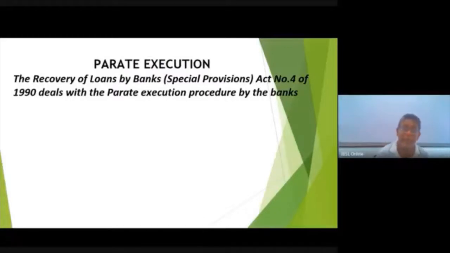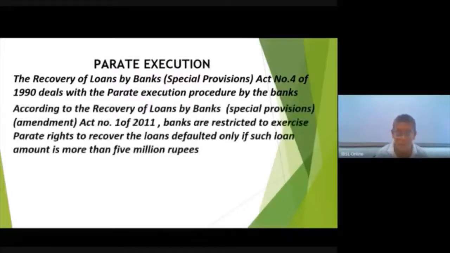So in order to prevent that, there is a law, the Recovery of Loans by Banks (Special Provisions) Act number 4 of 1990, commonly called parate execution, right? According to this law, which was revised by Act number 1 of 2011, banks are restricted from exercising the parate right to recover loans given for more than 5 million. Now, before 2011, for any amount the bank could execute this parate, I mean the recovery by banks.